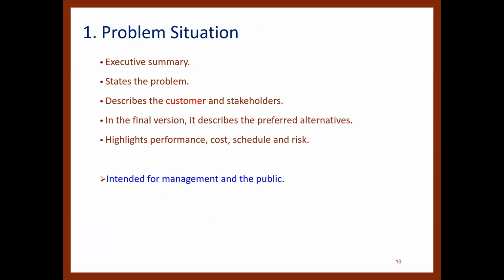First, the problem situation. In here, you have the executive summary, which states the problem, describes the customer and the stakeholders. And in the final version, it describes the preferred alternatives in terms of recommending the design for your system. Also highlights performance, cost, schedule, and risk. This document is intended for management and the public.